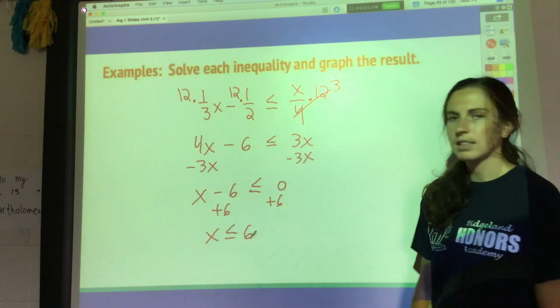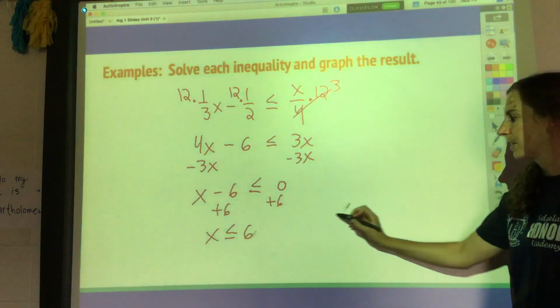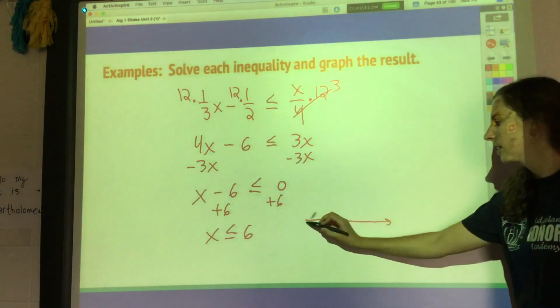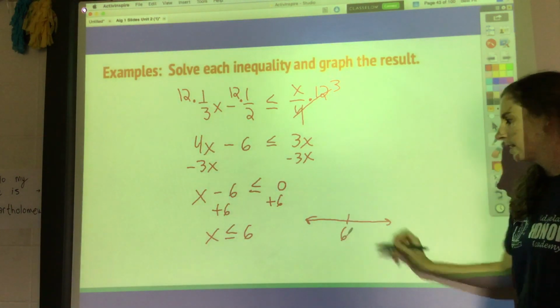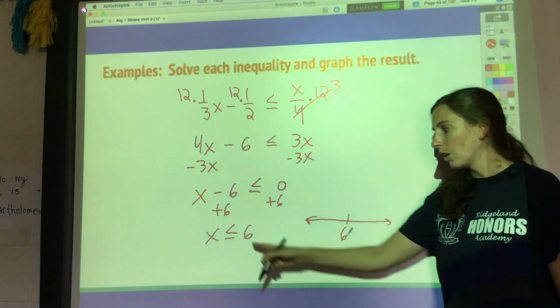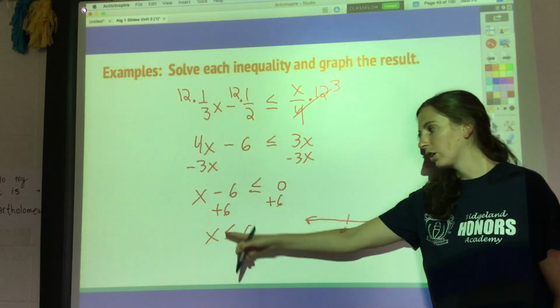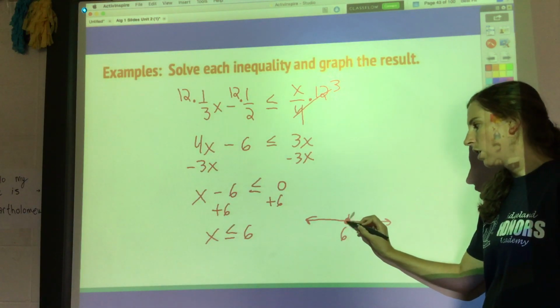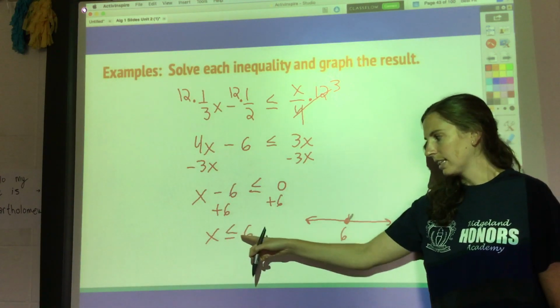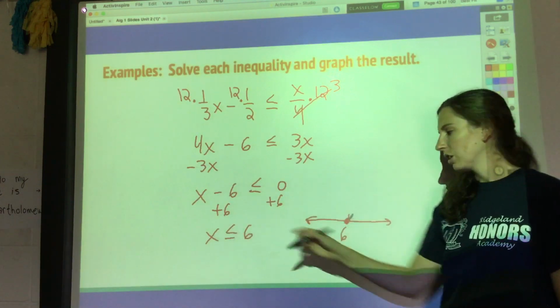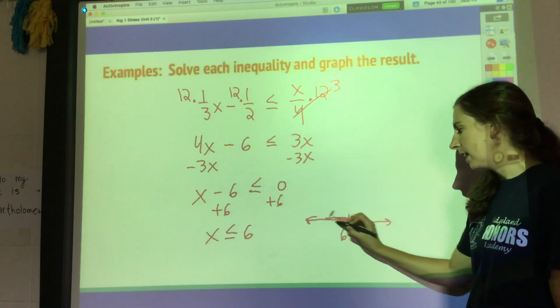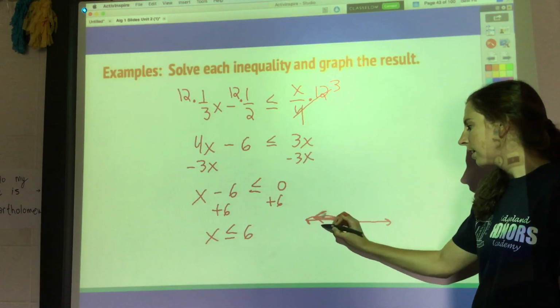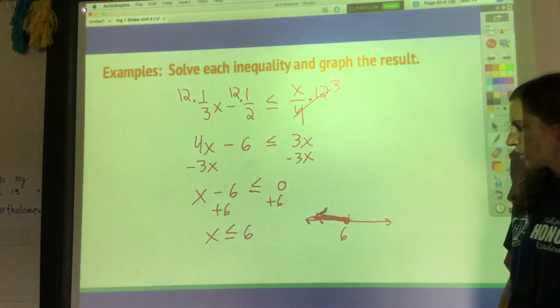So x is less than or equal to 6. If I were to graph that, here's 6. In this case, it would be a closed dot because it could equal 6. So it might literally hit 6. Or it could be anything less than 6. It points that direction. So I'm going to shade that way. Sorry for my horrible arrow.